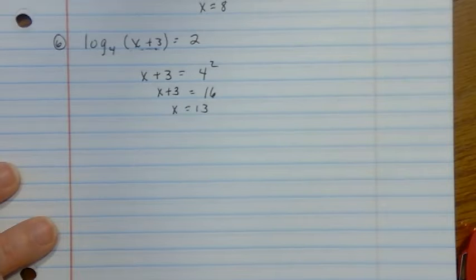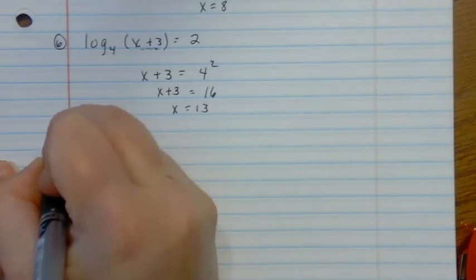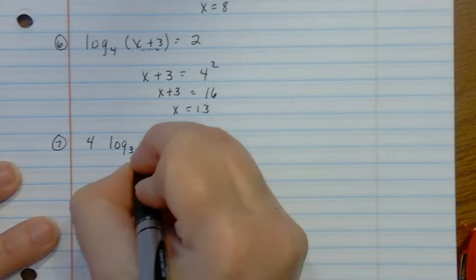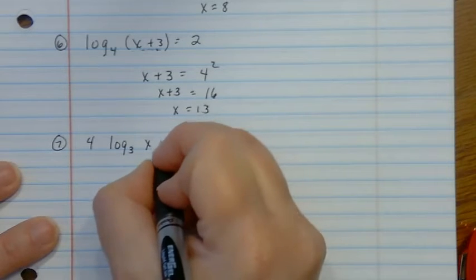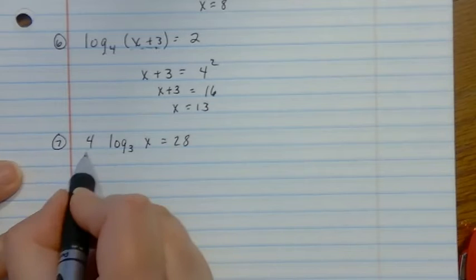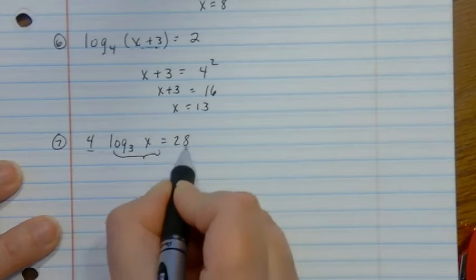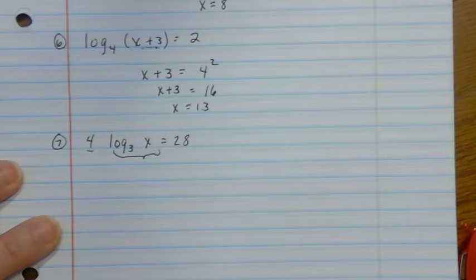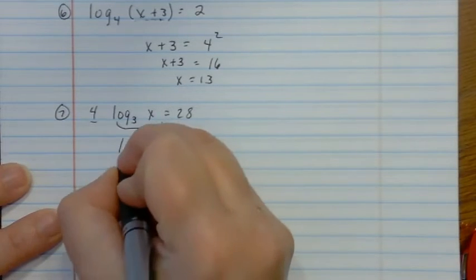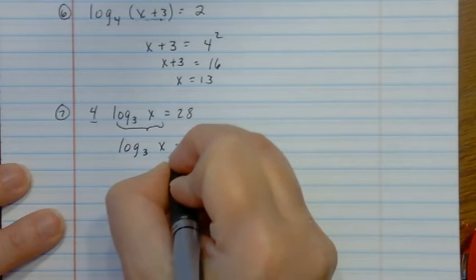Okay, let's take these up a notch here. Let's go do example 7. 4 log base 3 of x equals 28. So this is what this means. I have 4 times this equals that. So I first have to get this logarithm by itself before I can change it to an exponent. So I'm going to start the whole problem by dividing by 4. So I have log base 3 of x equals 7.